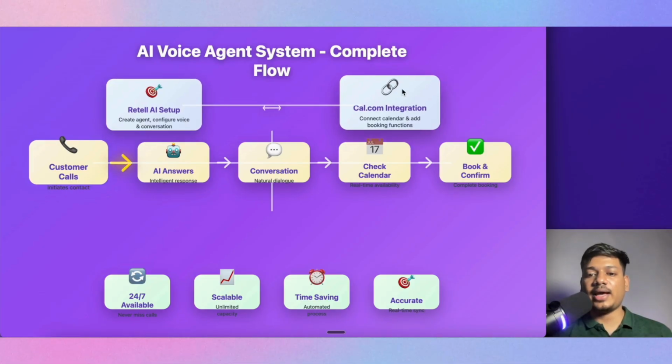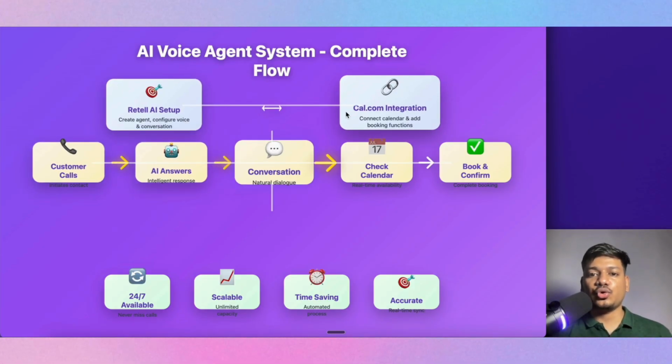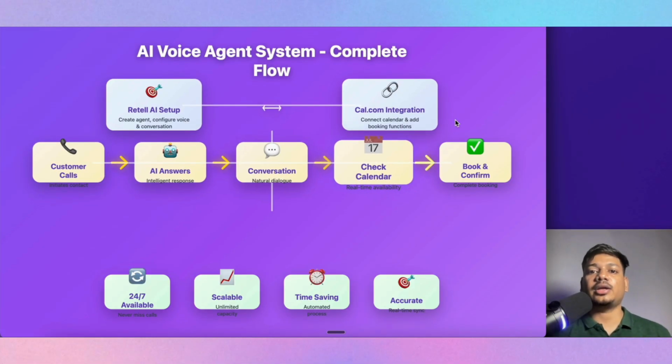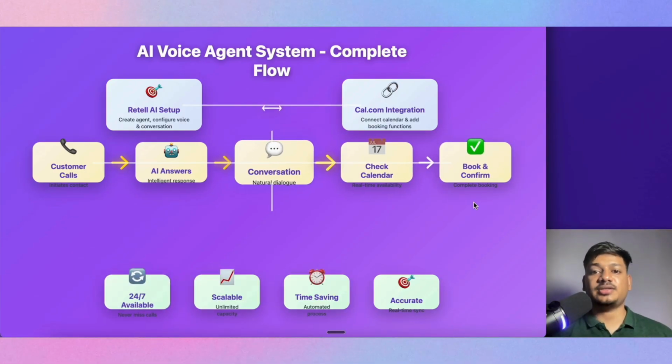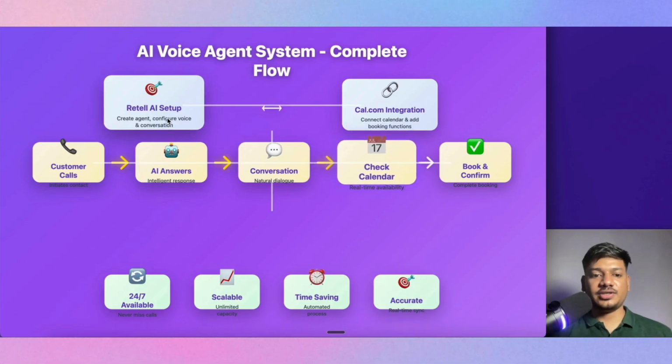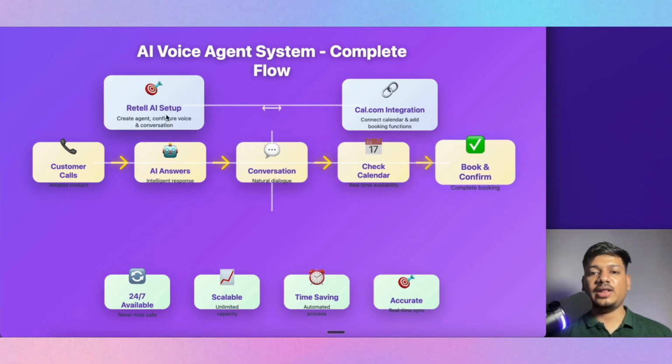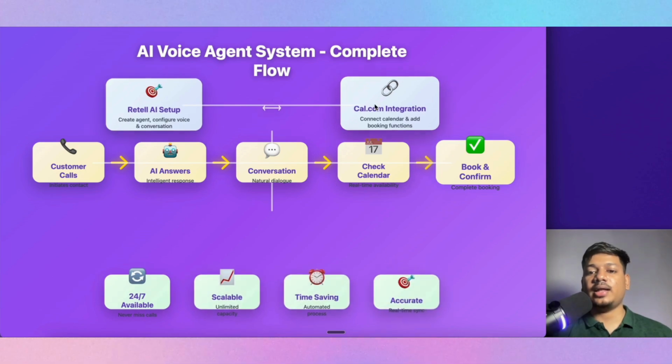Retell and Cal have internal integrations, so it can check availability in real time and it can also book an appointment in real time. Everything is live. Everything will be discussed in detail in this video. First, if you don't have an account in Retell AI, you will have to set up an account in Retell AI, and similarly, you will have to set up an account in Cal.com.